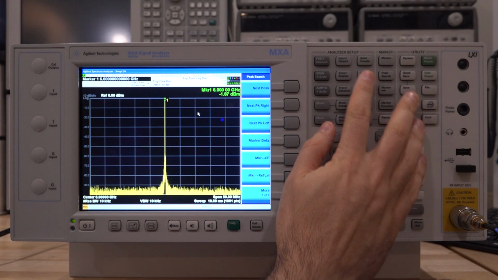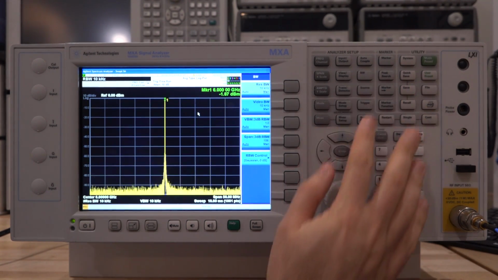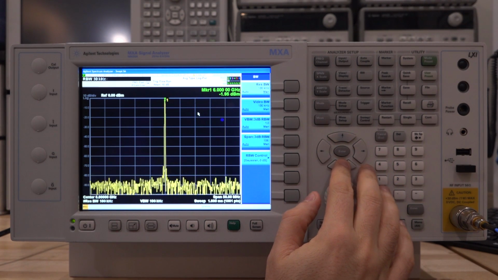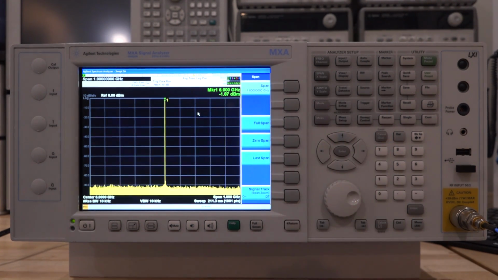Indeed, we are well within the phase noise characteristics. I've already verified that. We can increase and reduce the bandwidth. It looks good. We can increase the span. You can see over a wide span, even in 1 gigahertz, very flat, very clean, good displayed average noise level. It looks good. I think it works now.